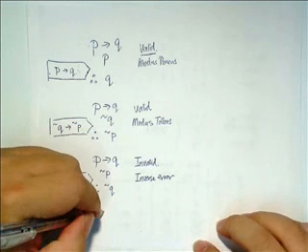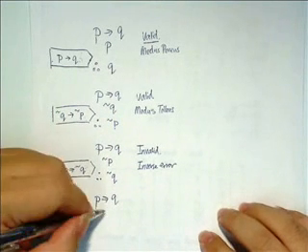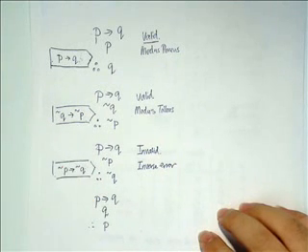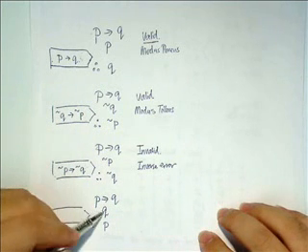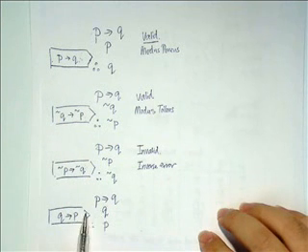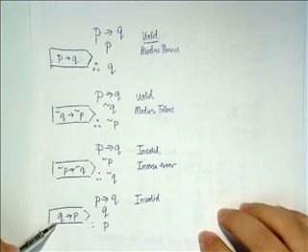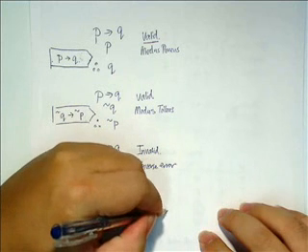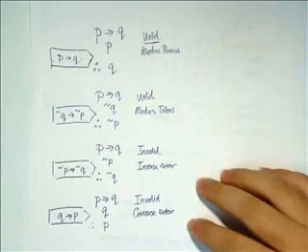Finally, the last argument form: P implies Q. Q happened, therefore the person concludes that P will happen. What did the person assume? Assume Q implies P. Not logically equivalent, so it's an invalid argument. This is the converse, so this is converse error. So these are the four argument forms.